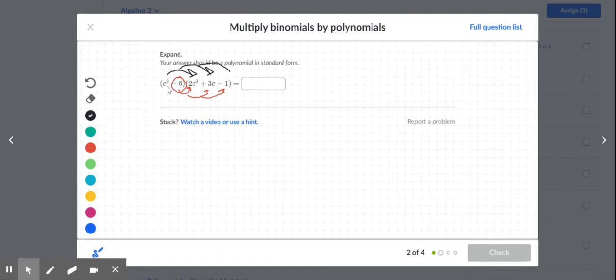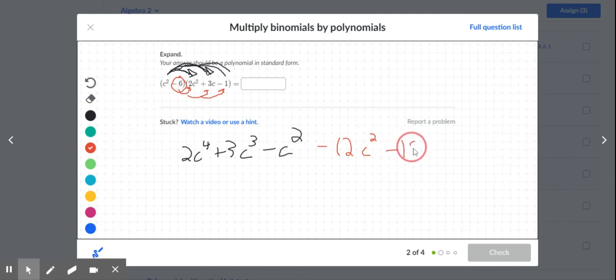So let's start with c squared. 2c to the fourth is this first part. And then plus 3c to the third minus c squared. C squared times negative 1 is negative c squared. Let's do the same thing. I want to write it in red with the negative 6 distributing through. So minus 12c to the second minus 18c plus 6.